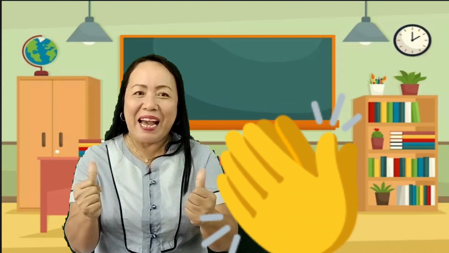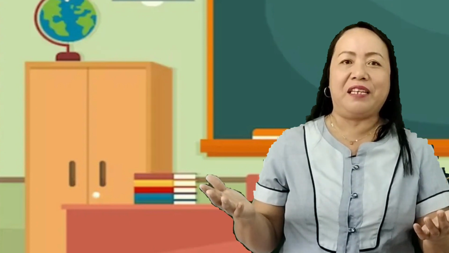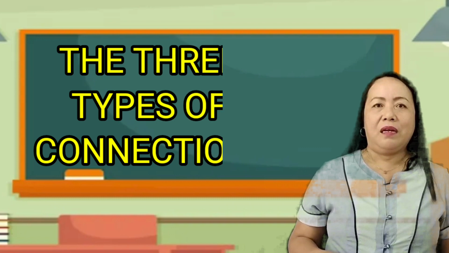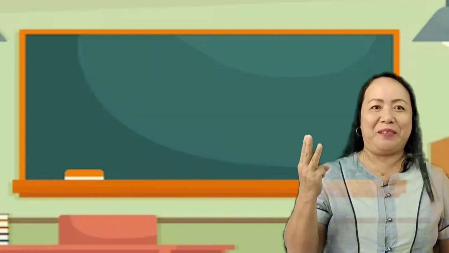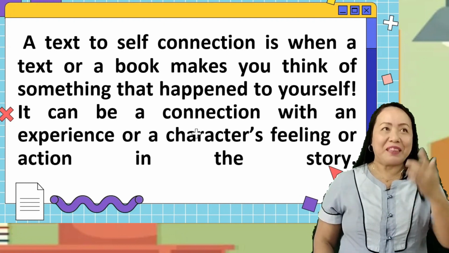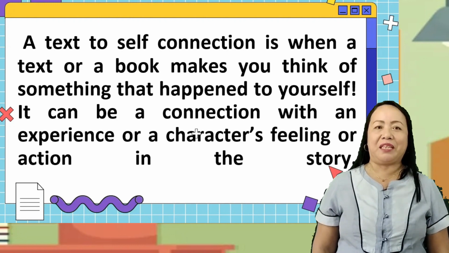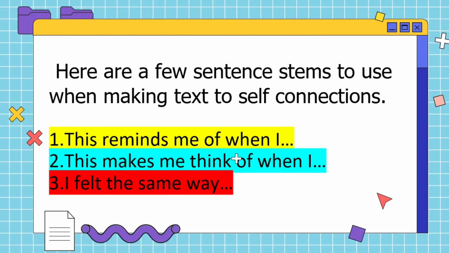Good job, class! In order for you to understand better the lesson, let me give you the following notes. Let us have now the 3 types of connection. First, a text-to-self connection is when a text or a book makes you think of something that happened to yourself. It can be a connection with an experience or a character's feeling or action in the story.